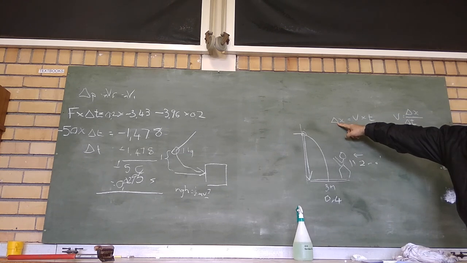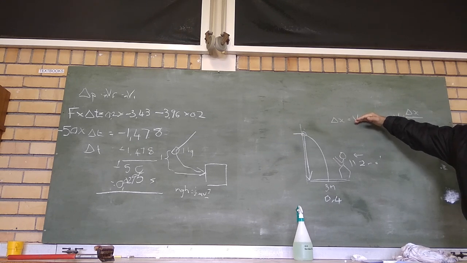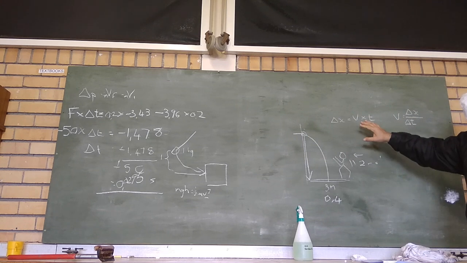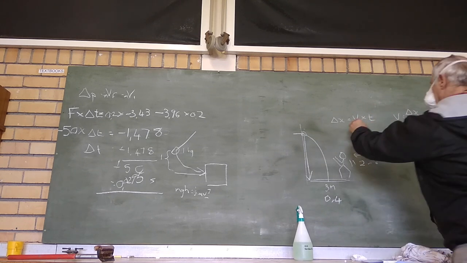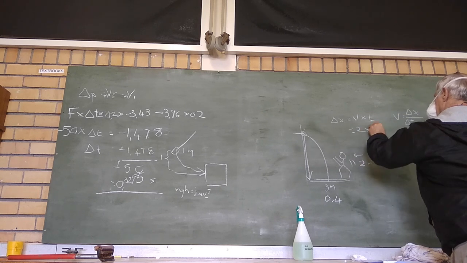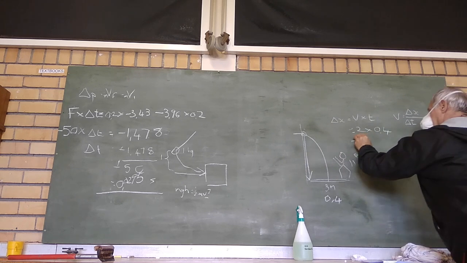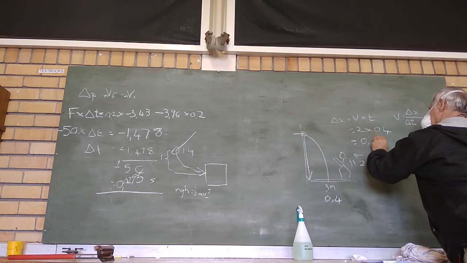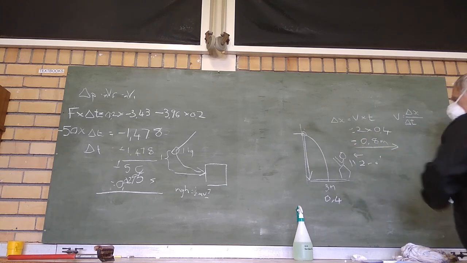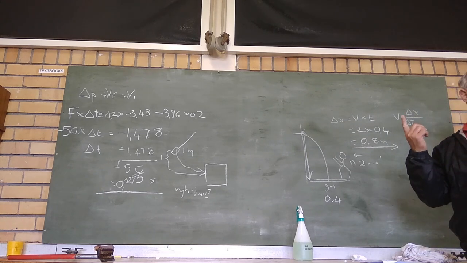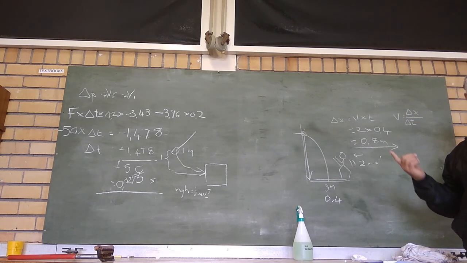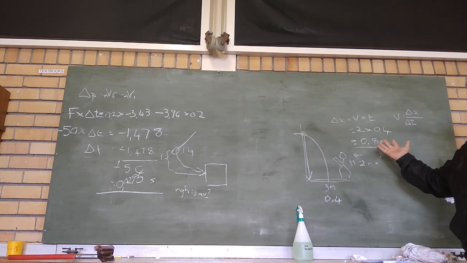Everyone understands how I got this. If you take speed times time, you get the distance that you travel. The time is 0.4. It's obvious that it's only going to travel 0.8 in that time. But he's got to travel 3 meters, and he's only going to be able to travel 0.8 meters. So he will not be able to catch the ball. Does that make sense, everyone?